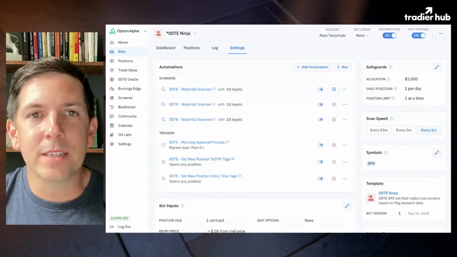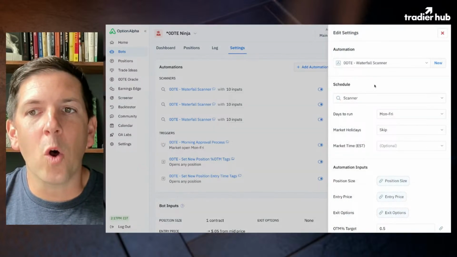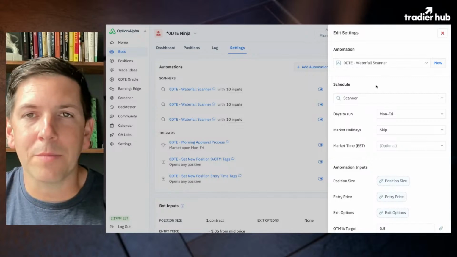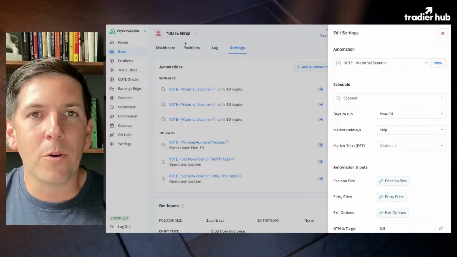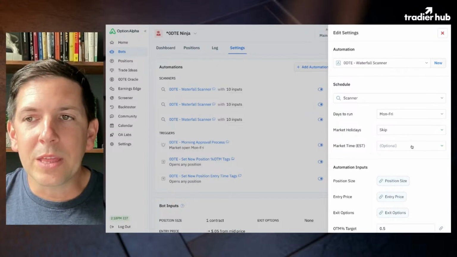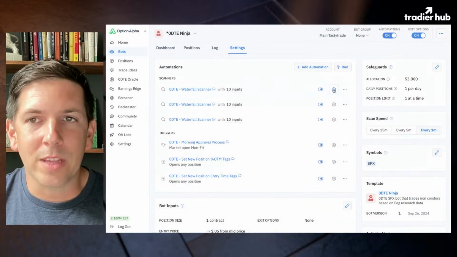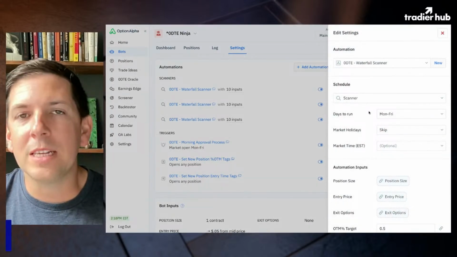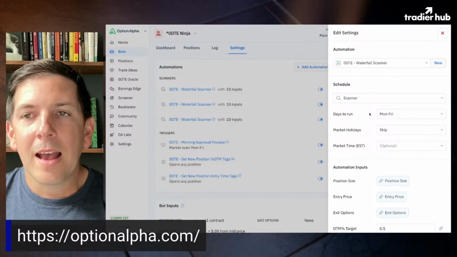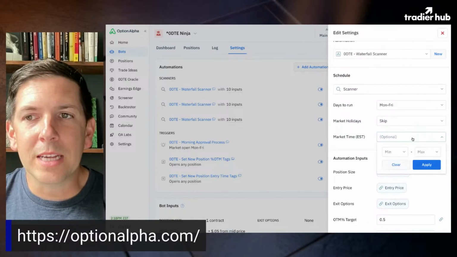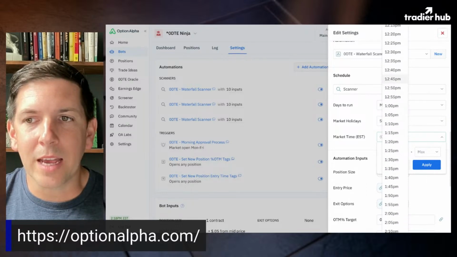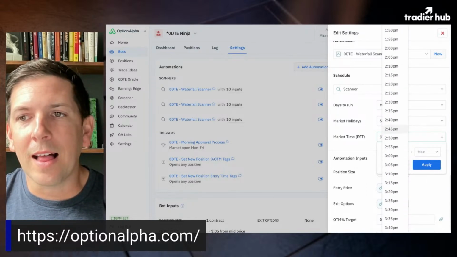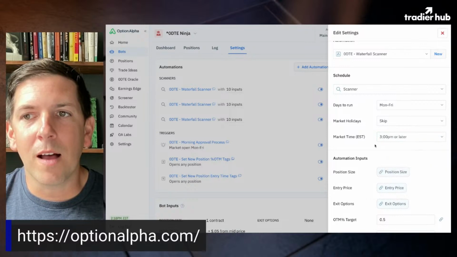The first way that you can set this up is so your scanner only runs at predefined market times. I have a couple of different scanners with some different settings for this bot that I've shared in the community before, which is my 0DT Ninja. But this one here, you can see inside of the scanner settings, if I go into any scanner automation that I'm running, where I'm scanning for market opportunities, telling the bot to go through things, I can go over here to market time, and I can set my scanner to run at predefined times. So I can say, all right, this scanner is not even allowed to run until 3 o'clock or later.